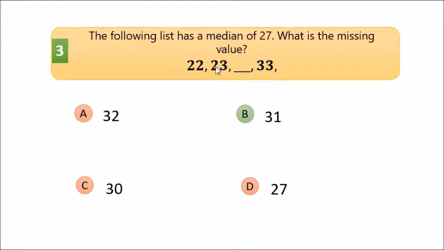the same amount away from 27 as the 23. So the 23 is 4 less than 27, so the next number should be 4 more than 27, which is 31. Because the median would be the average of these two middle numbers. 23 plus 31 is 54, and half of 54 to get the average is 27.